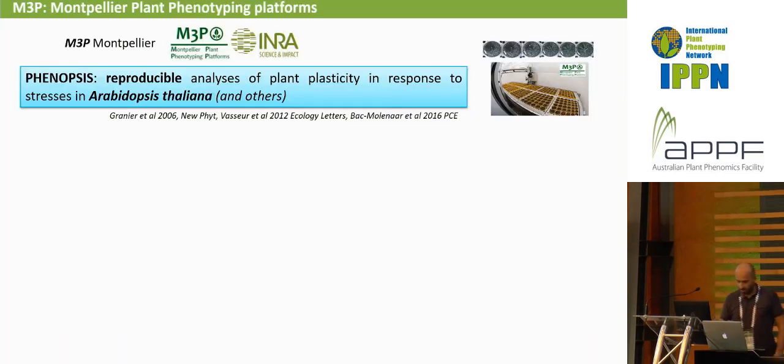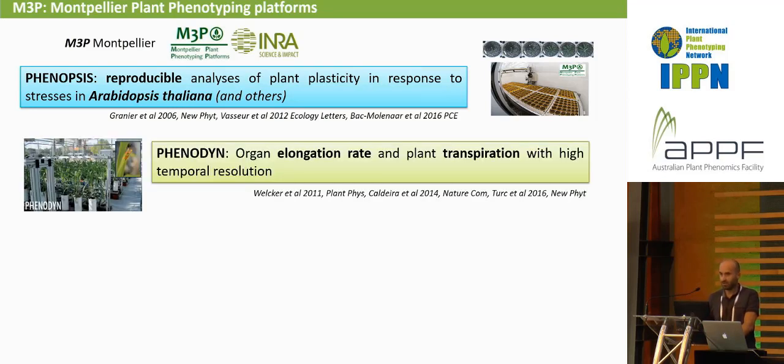So M3P stands for Montpellier Plant Phenotyping Platforms and holds 3 different platforms. The first one is Phenopsis, that is devoted to the analysis of plant plasticity in Arabidopsis thaliana in response to different stress. Phenodin is a platform for measuring organ elongation rate and plant respiration with a high resolution, typically from minutes, and is focused especially on leaf elongation rate, and it responds to drought and other environmental cues.